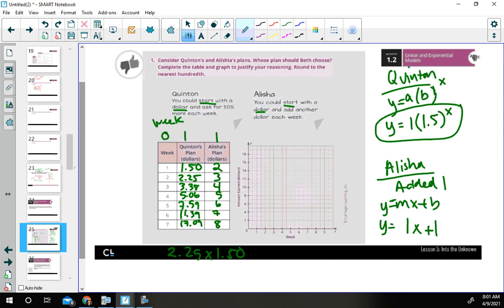Okay, once you have it in, what we're going to do is press window. When you press your window, I'm going to look at the x values. My smallest x value is 0, so my x min, I'm going to put at 0. My x max, I'm going to put a little bit bigger than 9. I'm going to put 10. So for x min, do 0, x max, do 10.